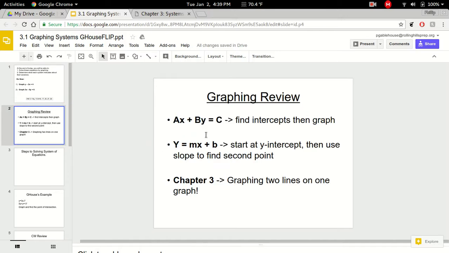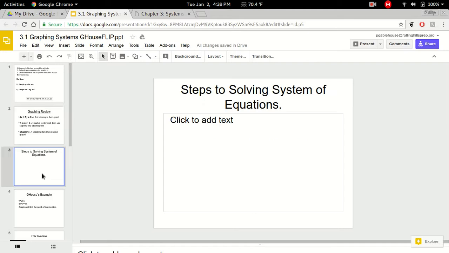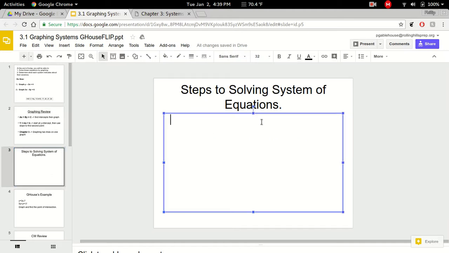Quick graphing review for you. So we have our linear forms. We have ax plus by is equal to c. This is what we called our standard form. Y equals mx plus b. This is our slope-intercept form, which is predominantly what we're going to be using. And then here in Chapter 3, we're going to be graphing two lines on one graph. Very exciting.